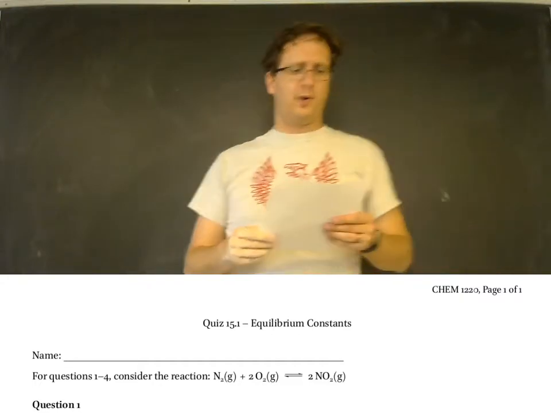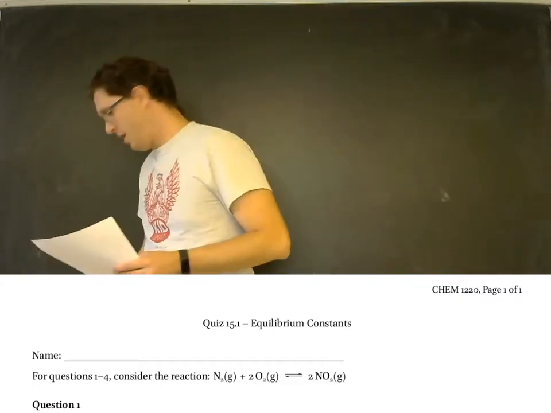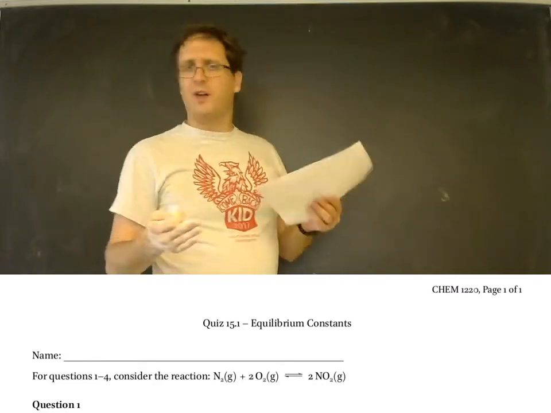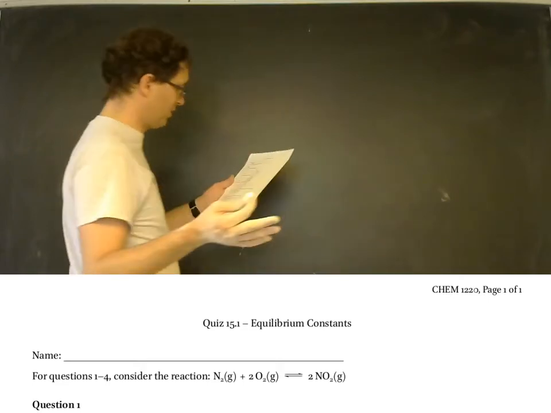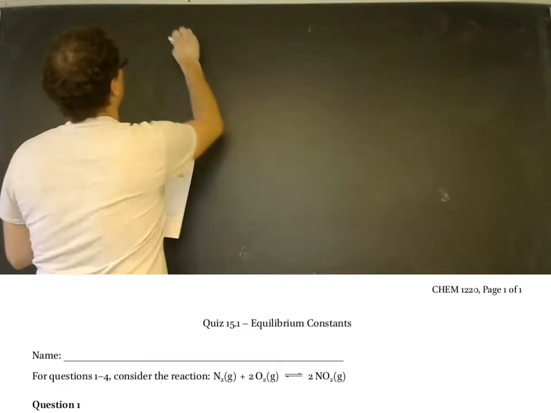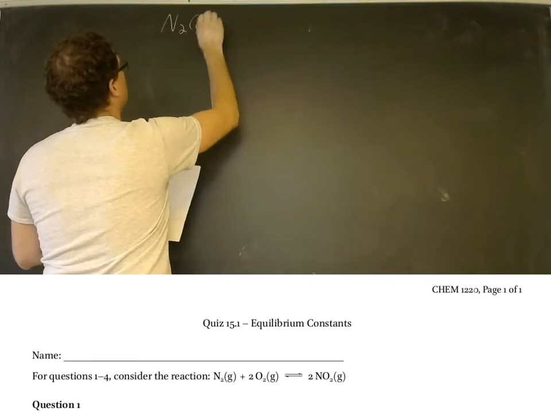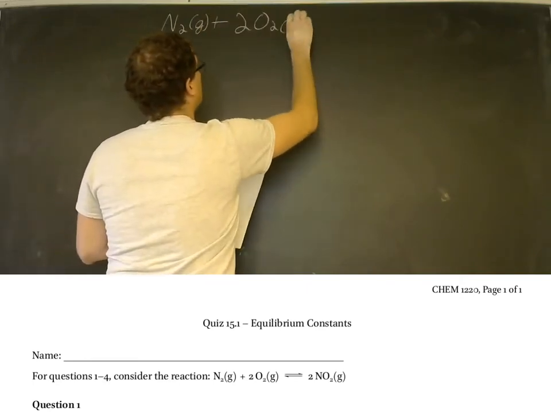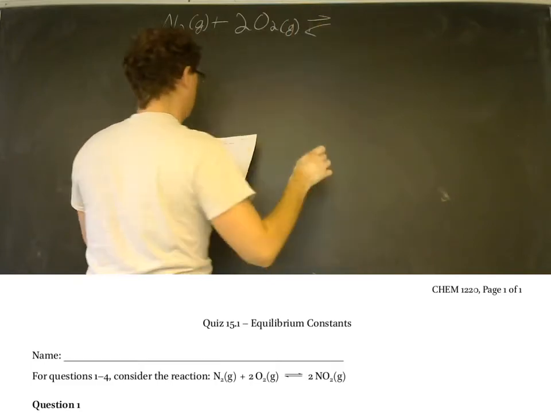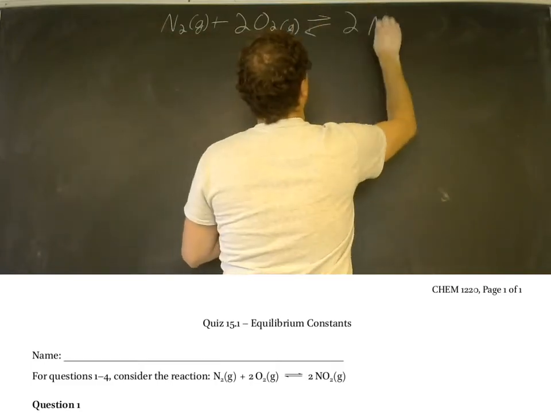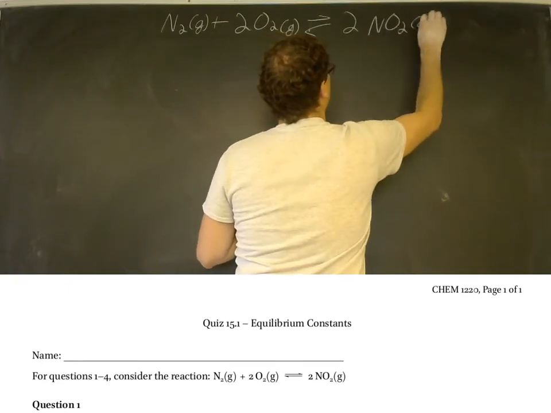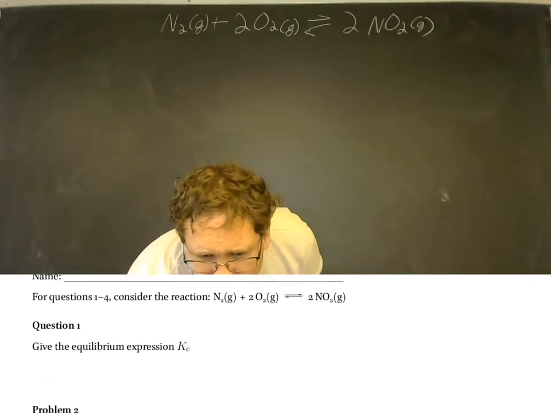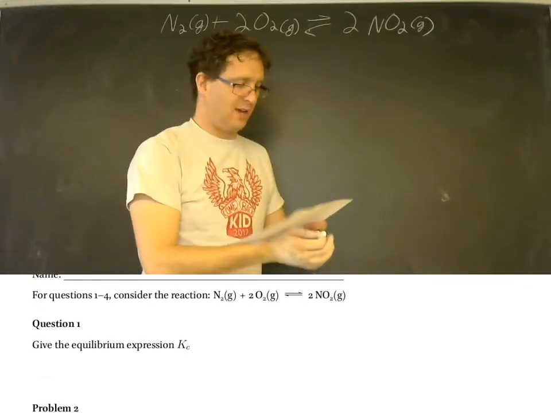Okay, quiz 15.1 has to do with equilibrium constants. For questions 1 through 4, we're going to consider this reaction: N2 gas plus 2 O2 gas is in equilibrium with 2 NO2 gas. And the first question, question 1, says to give the equilibrium expression Kc.